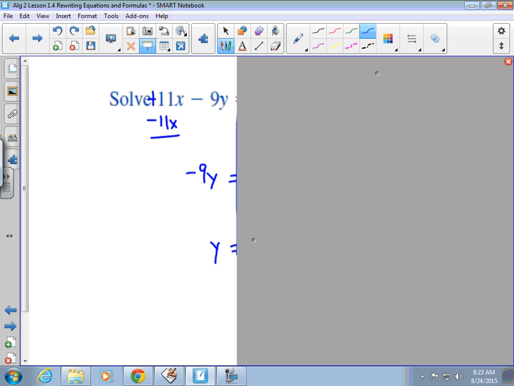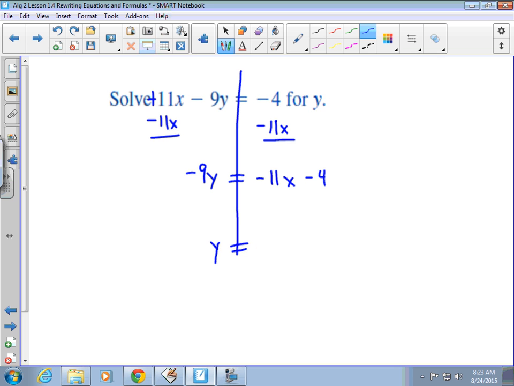We still don't quite have y by itself. If we look, we have negative 9 multiplying by y. So in order to get rid of that negative 9 multiplying by it, we need to undo multiplication by dividing. We want to keep y, so divide by negative 9. Remember, if you divide one side by negative 9, you have to make sure to divide everything on the other side, this and this, by negative 9.